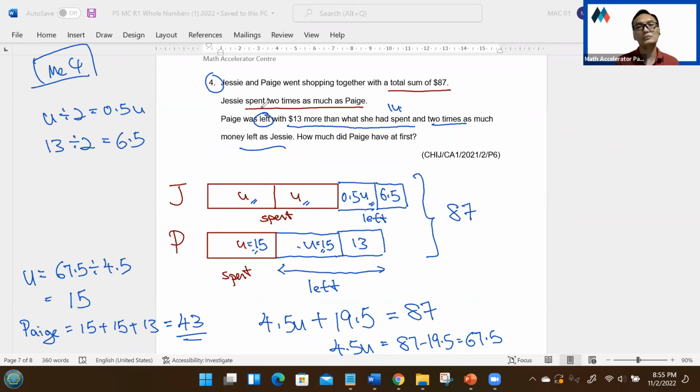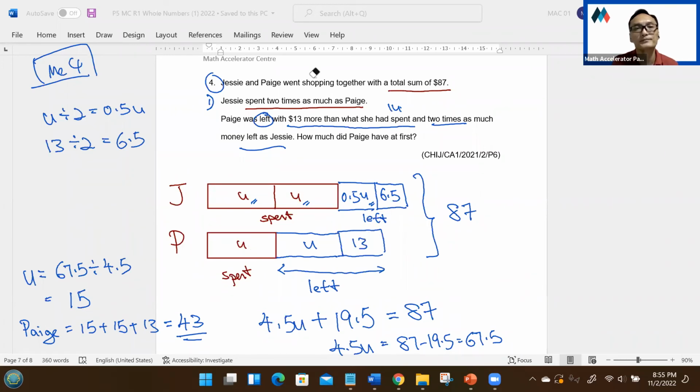So first part, do you know the spending based on this, right? This first step, that Jessie spent 2 times as much as Paige. So do you agree with me that Jessie spent 2 units and Paige spent 1 unit? Yes or no? If yes, please type yes. Next. So Paige is left with 13 more than what she spent. So that means she has 1 unit. I cleared out some of the markings. So if Paige spent 1 unit, then what she's left is 1 unit plus 13. Okay, this part, do you understand?